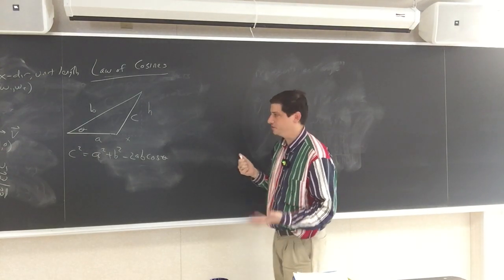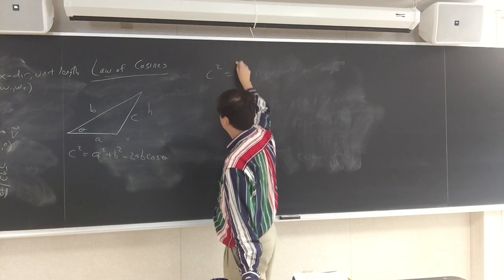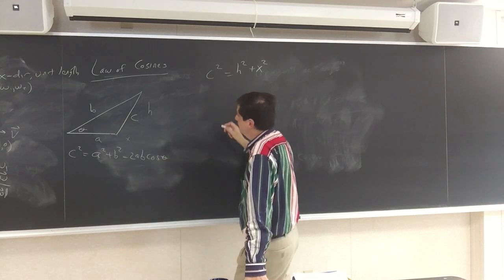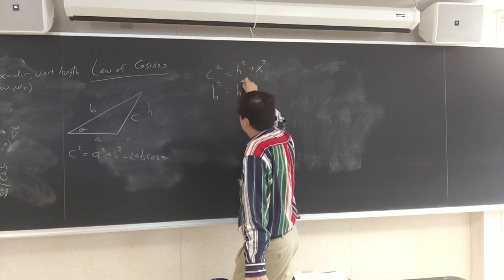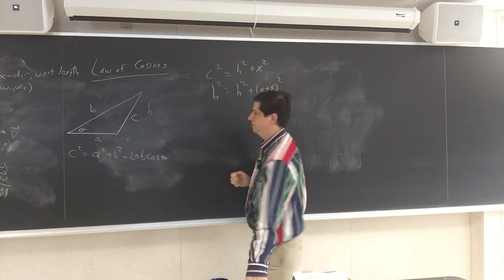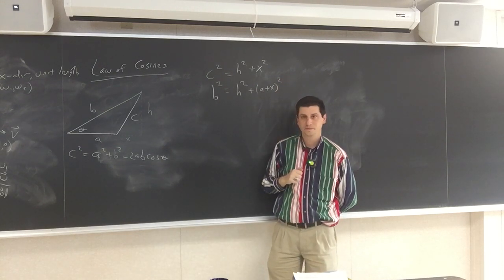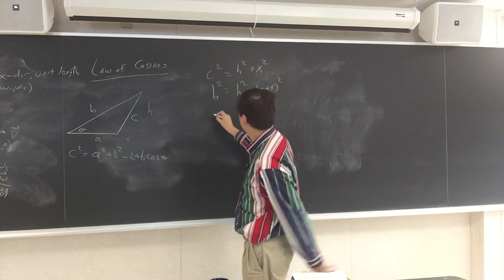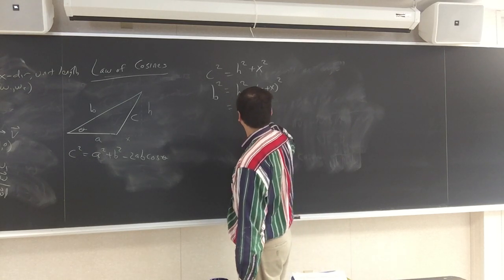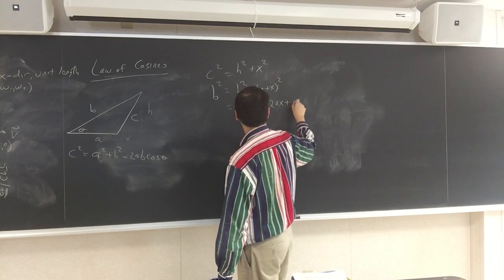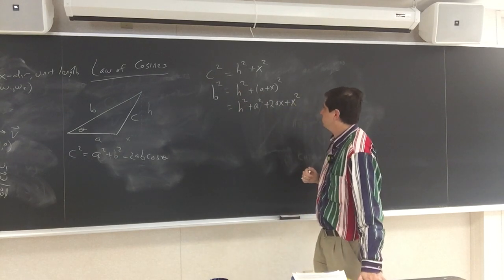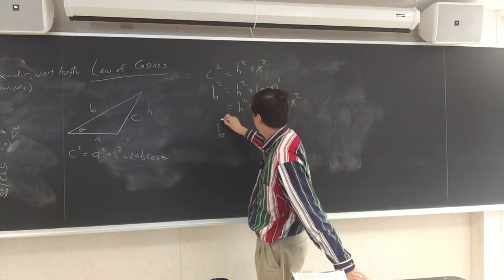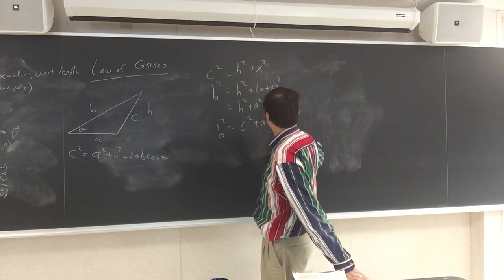So let's just repeatedly use Pythagoras. We have a right triangle here, so we get c squared is h squared plus x squared. And then we also have b squared is h squared plus (a plus x) squared. Okay? So we see that there's a lot of things in common. If we expand this out, it will be h squared plus a squared plus 2ax plus x squared. Well, h squared plus x squared is just c squared. So we would get b squared is c squared plus a squared plus 2ax.